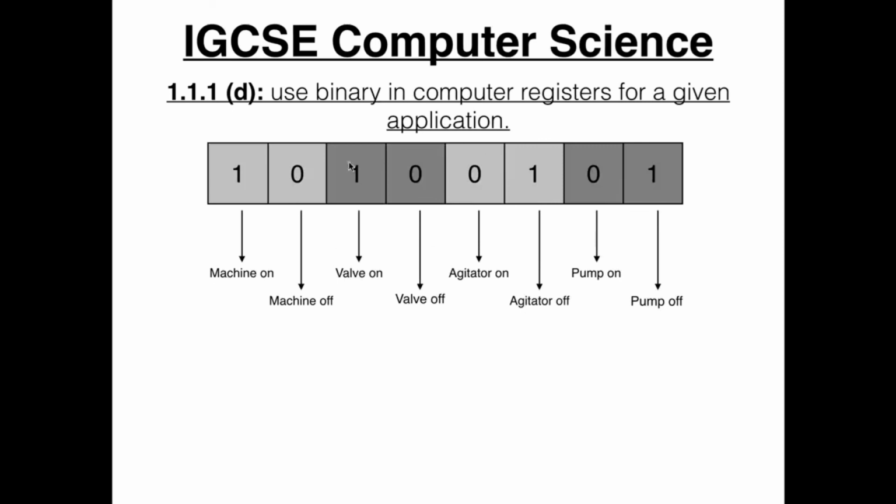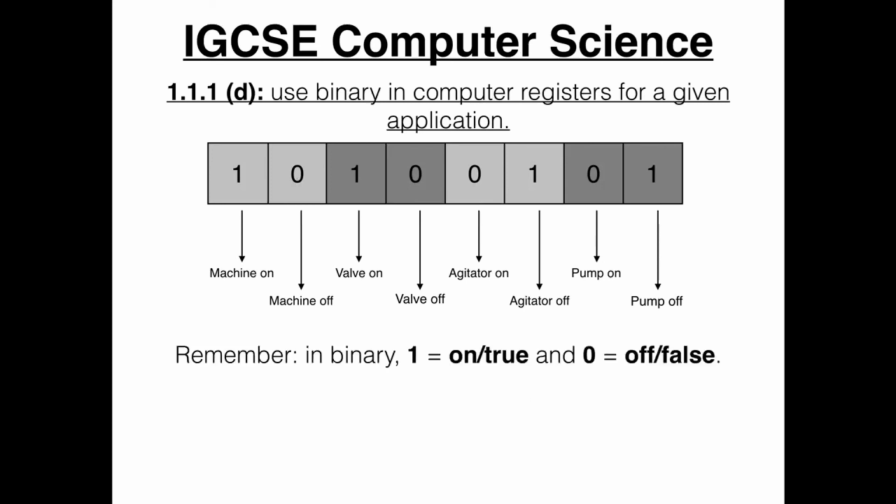For example, as you can see, there's a 1 here, 0 here, 1 here, 0 here, and so on. If you remember in binary, 1 is on or true, and 0 is off or false. This whole true and false thing with binary is called Boolean, which I don't think you need to know for the course, though you're going to get something called Boolean algebra, but I think that's as far as you go.